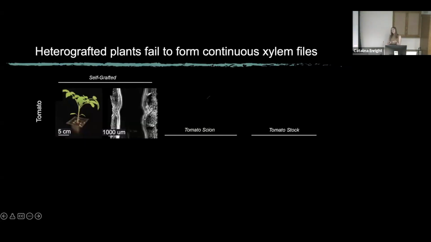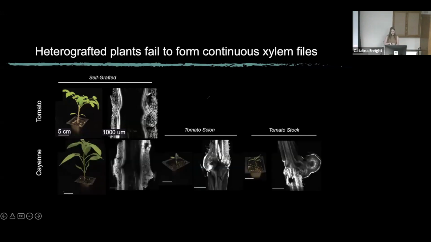And again, we had to look at the xylem. So here's self-grafted tomato, looks beautiful. This is self-grafted cayenne, looks very similar to self-grafted tomato. And in the heterografts, the first picture shows you a scion tomato. The second picture shows you tomato as the stalk. So you'll see that there's some disruption in the vascular tissue. You might see these over-proliferated callus bulges, and the plants themselves look pretty puny.